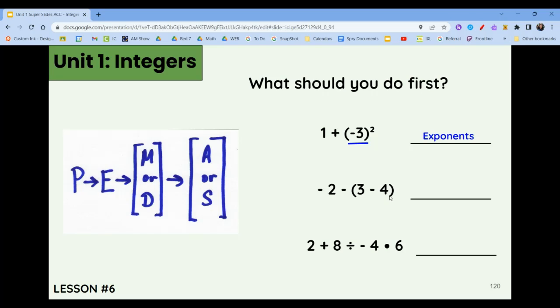So the first thing we would actually do in this expression is exponents first. Negative 2 minus parentheses 3 minus 4. What would I do first here? I would have to do what's inside of parentheses first. And lastly, 2 plus 8 divided by negative 4 times 6. What would I do first here? Well, there's no parentheses, there's no exponents, so it comes down to multiplication or division. Should I do the division first or should I do the multiplication first? I should do the division first because it comes first from left to right.